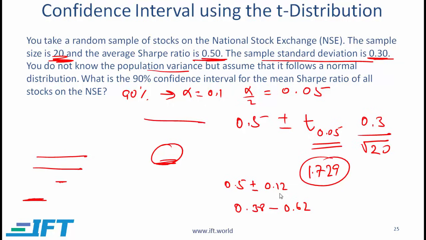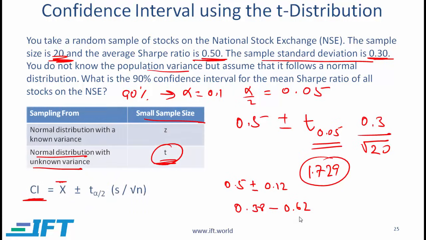1, 2. So what this means is that we have 90% confidence that the population Sharpe ratio falls between 0.38 and 0.62.